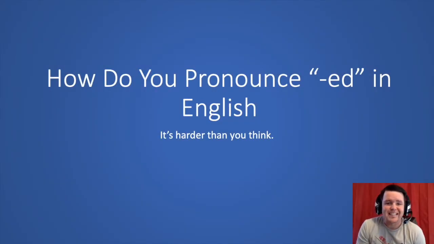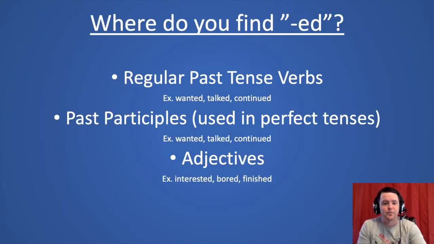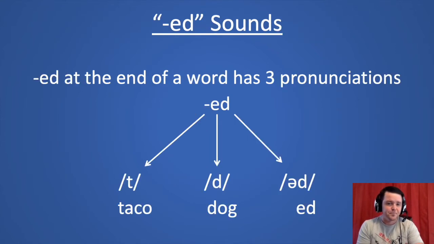How do you pronounce ED in English? Now, where do you find ED? Most of the time, you'll find these in regular past tense verbs. For example, wanted, talked, continued. Also past participles if you're using the perfect tenses, and adjectives as well. Now, quick note, ED adjectives are different from ING adjectives, but we'll talk about that a different day.